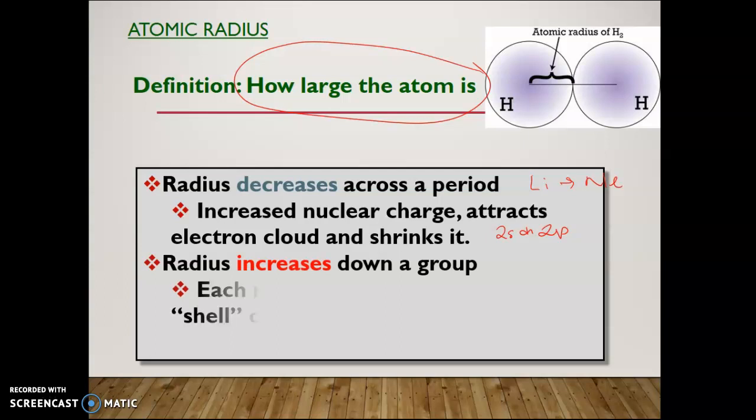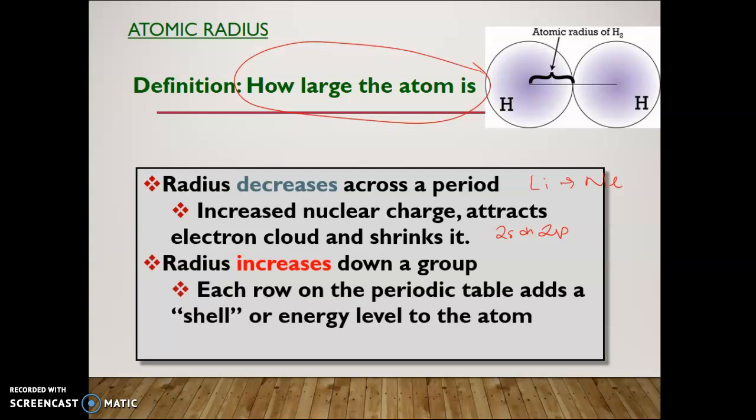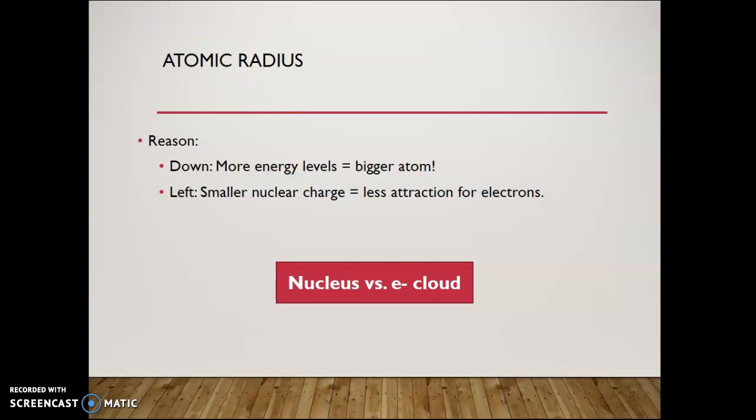It increases as you go down a group because for every row on the periodic table, you're adding another shell or another energy level. So sodium is going to be bigger than lithium because you're adding another shell to the outside of your nucleus. So here's your reasons. As you go down, you have more energy levels, and as you go to the left, you have a smaller nuclear charge or less attraction for the electrons, which means if you're going to the left, you're going to be bigger, but if you're going to the right, you're going to be smaller.